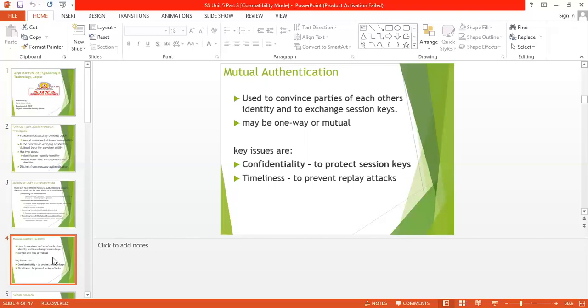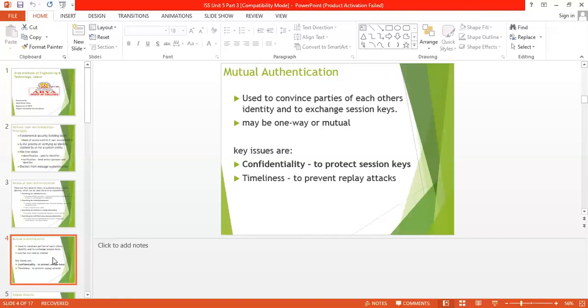To prevent masquerade and prevent compromise of the session key, essential identification and session key information must be communicated in encrypted form. And the second issue, timeliness, is important because of the threat of message replay.